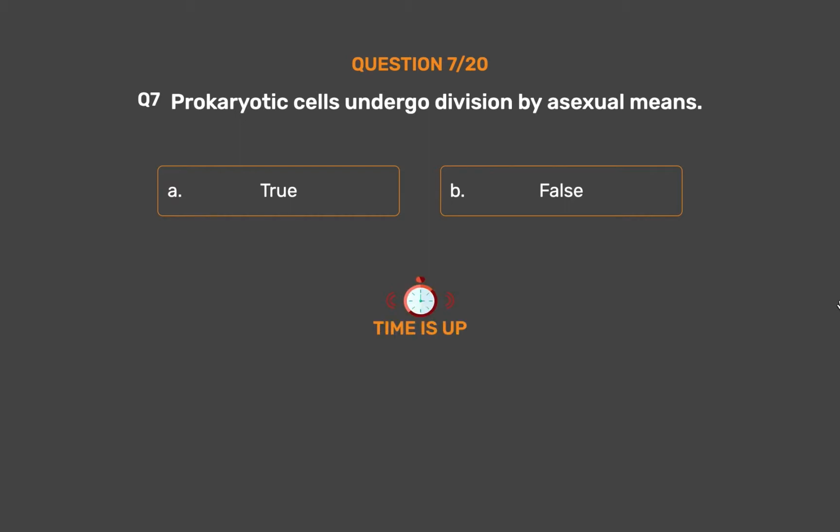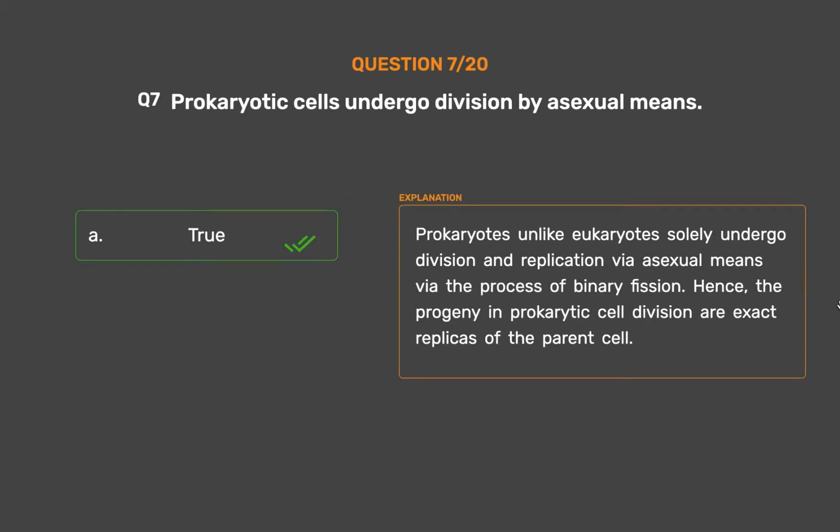The correct answer is option A. True. Prokaryotes, unlike eukaryotes, solely undergo division and replication via asexual means, via the process of binary fission. Hence, the progeny in prokaryotic cell division are exact replicas of the parent cell.